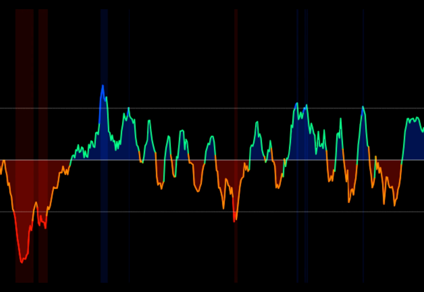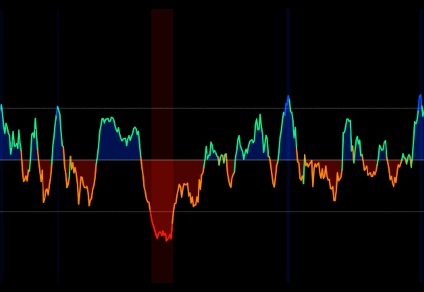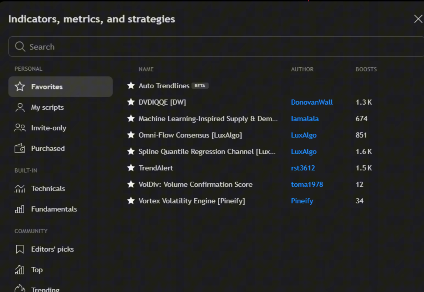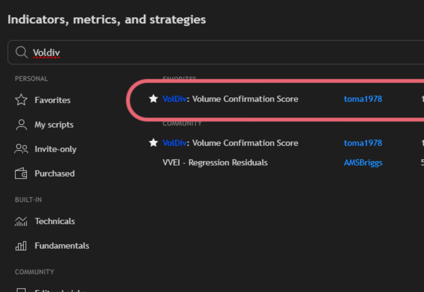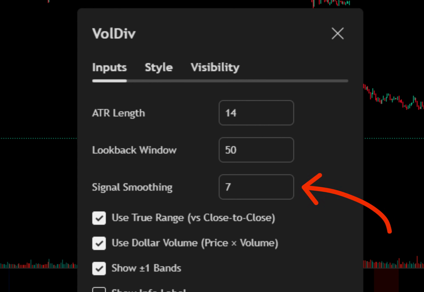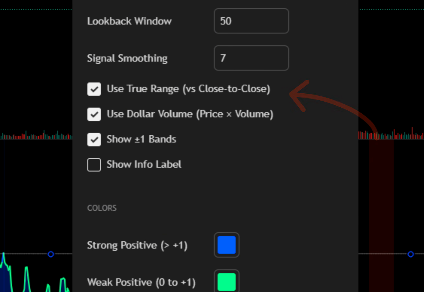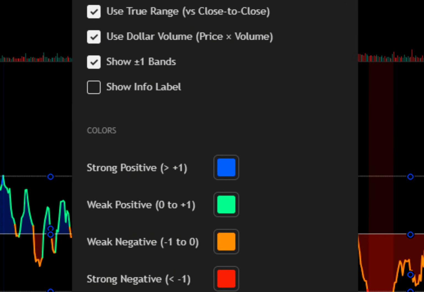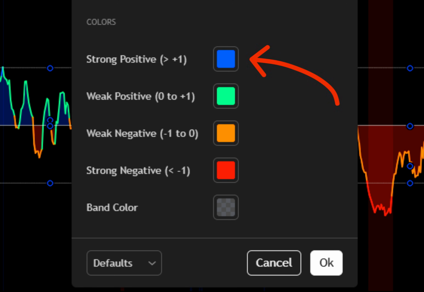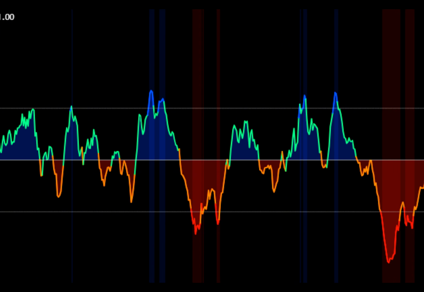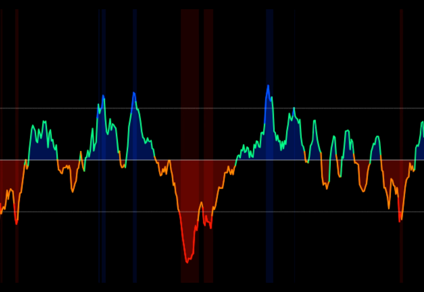It's called the volume divergence, or VolDiv in short. Go to the indicators tab and add a search of VolDiv, select this one and add it. Now, in the setting, change the 3 to 7. We will turn on the true range and turn off the show info label, and change the strong positive color to blue.